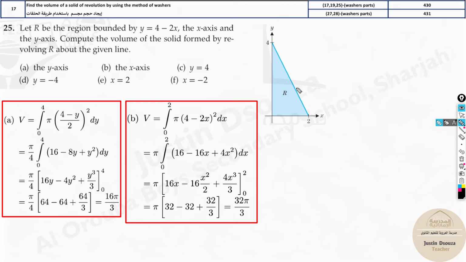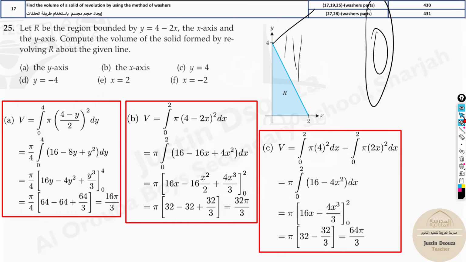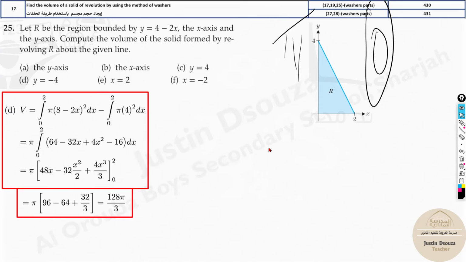But these were along the axes, so it will be a disk. Why is it a disk? If you rotate it along the x-axis, what happens? There's no hollow space. If you rotate it along y, no hollow space. But if you rotate it about a line at a certain distance, as you can see here, at y equals 4, then a hollow space is formed. This much is the hollow space, right? This will go up. So if you draw this, there will be a hollow space as well. That's why we use the formula which we just did.